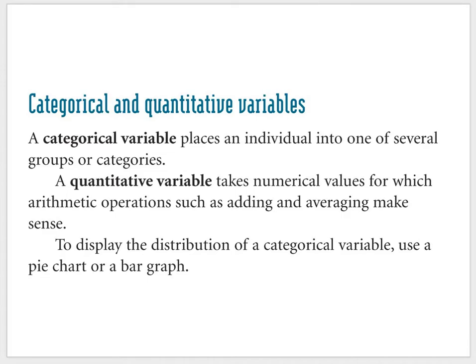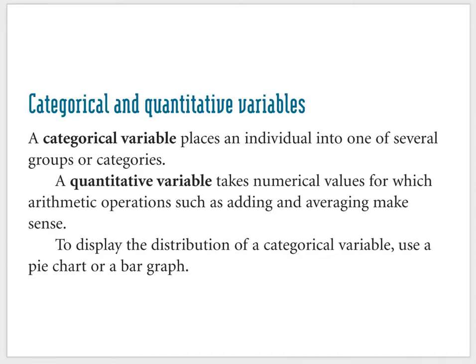Now, as it turns out, there are categorical variables and quantitative variables. Categorical variables are things that fall into categories, like amount of education or the color of cars that are produced, that sort of thing. Whereas a quantitative variable is something that takes a numerical value. So how much money is spent on groceries, for example, or what are the starting salaries for engineers out of college? Those would be quantitative.